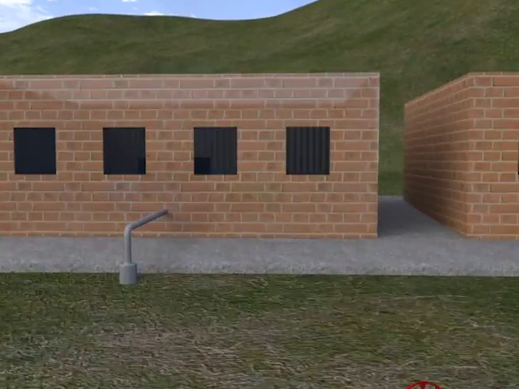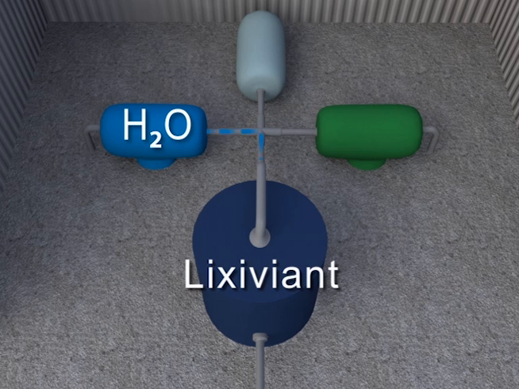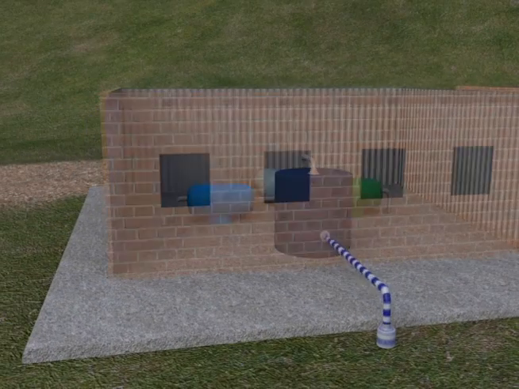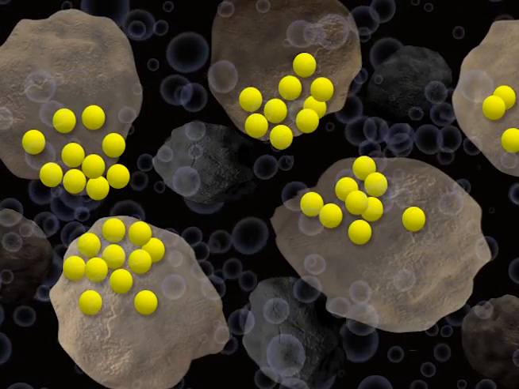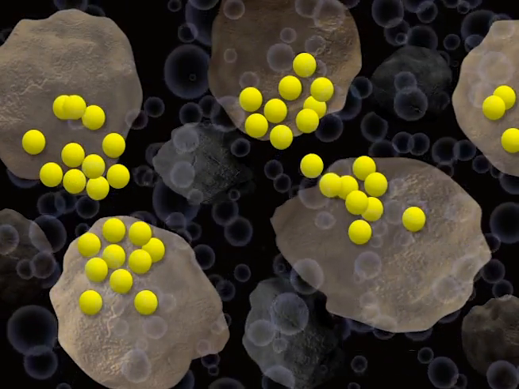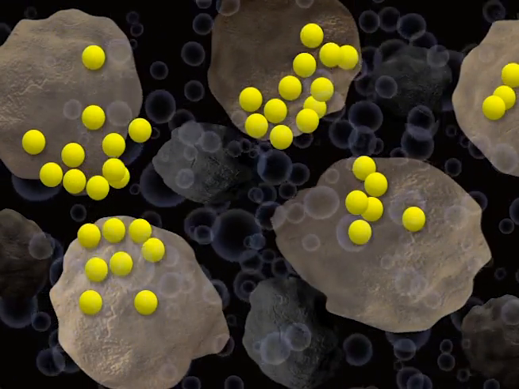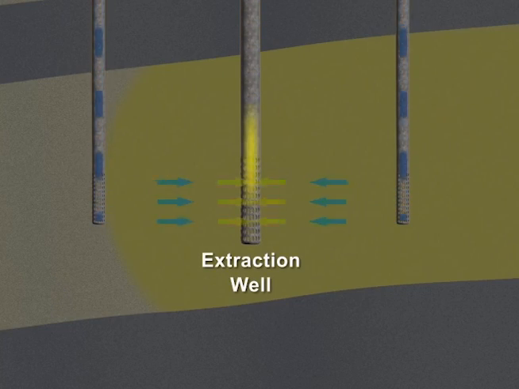In ISL, the leaching solution or lixiviant is usually native groundwater, enriched with oxygen and carbon dioxide. The oxygen-enriched groundwater is injected by means of injection wells into the mineralized zone and circulated through the deposit to extract the uranium. ISL mining simply reverses the natural process by oxidizing the uranium and causing it to redissolve and return to the groundwater. The uranium-enriched solution is then recovered by means of extraction or recovery wells.